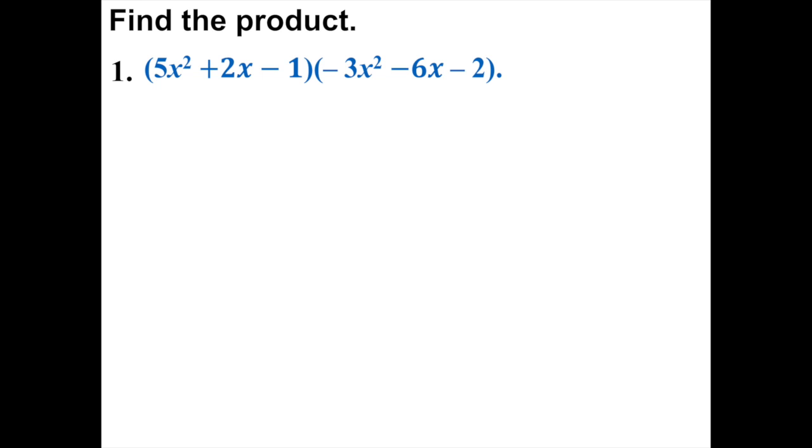All right, the last one, go ahead and try this one. This will be the last one for the lesson. So go ahead and push pause now, and when you're ready, come on back.